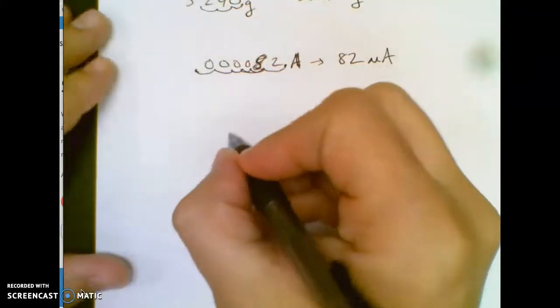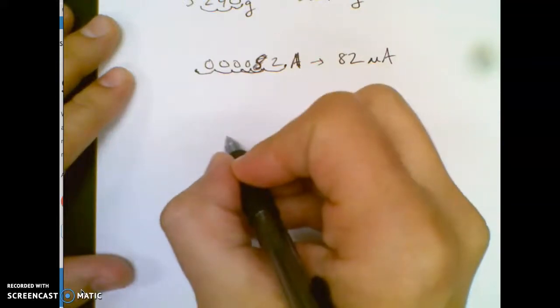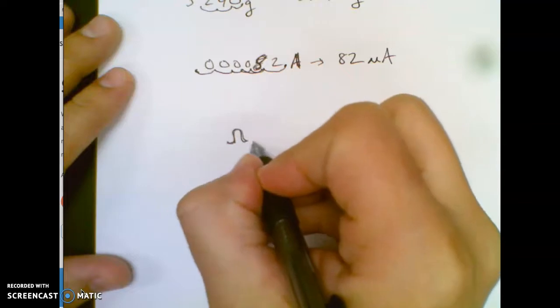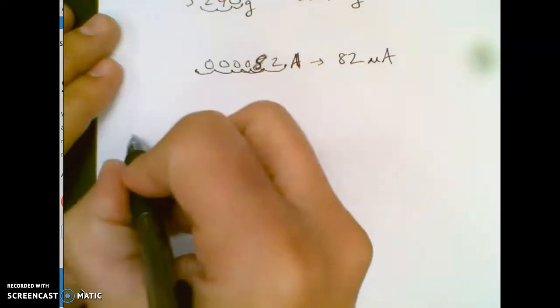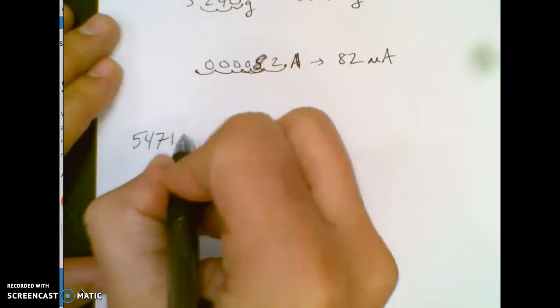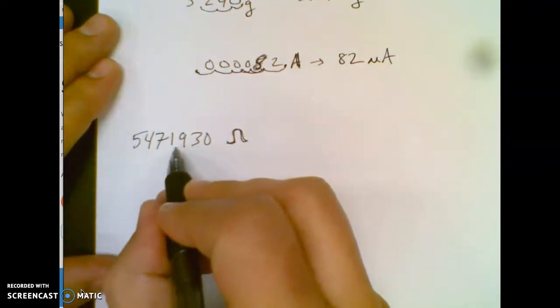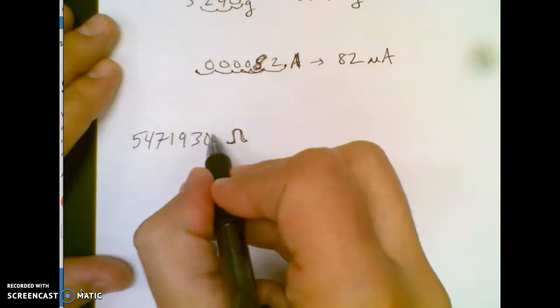A lot of times your answers when you do a problem, let's say I was doing ohms and I was doing a calculation, and it came out with a huge number of ohms, like 5,471,930,002.